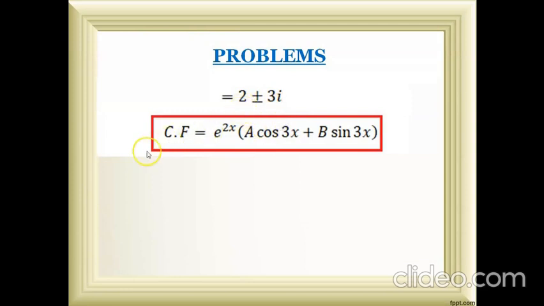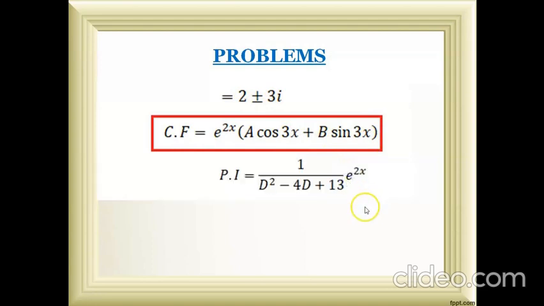Therefore, for imaginary roots, we develop the complementary function as e power alpha x, where alpha is the real part, into A cos beta x plus B sin beta x, where beta is the imaginary part. This is our complementary function here.